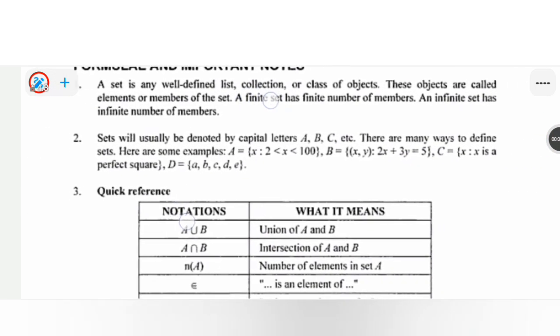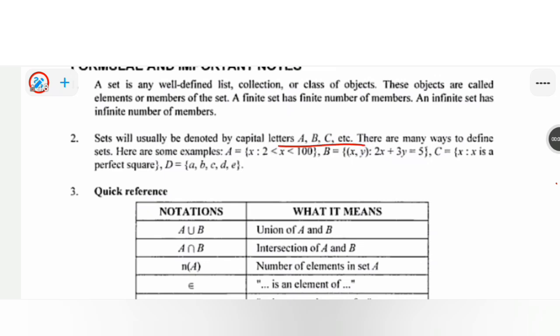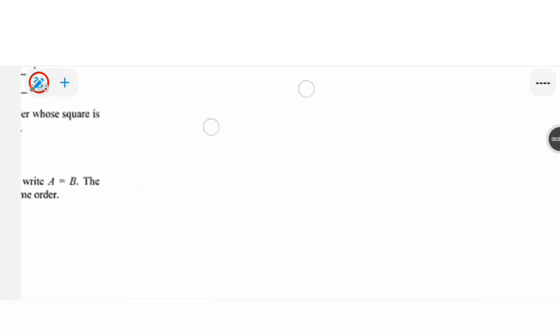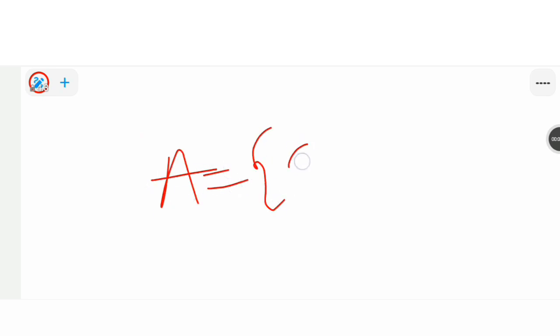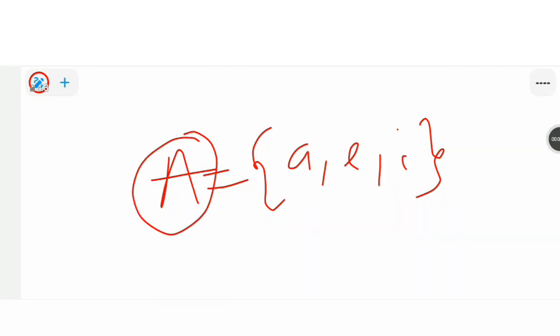I also told you guys that sets are denoted by capital letters, while the members of the set are denoted by small letters. If you want to understand this better, you can look at it like this. You have a set like this: A, E, I. These three are members of set A. So A, which is the name of the set, is written in capital letters, while the members are small letters, if they are letters.